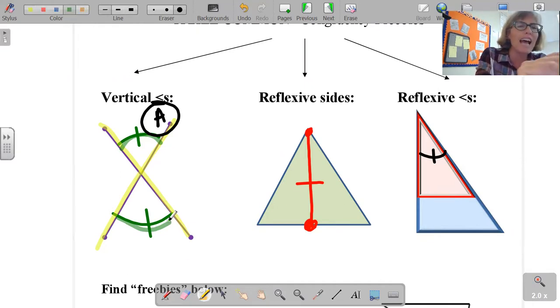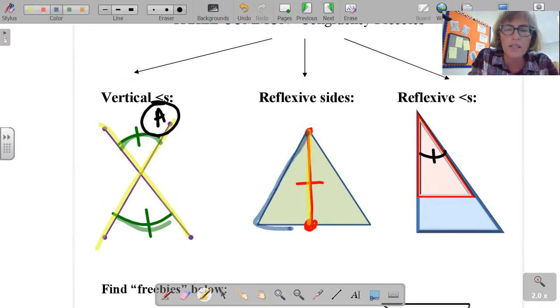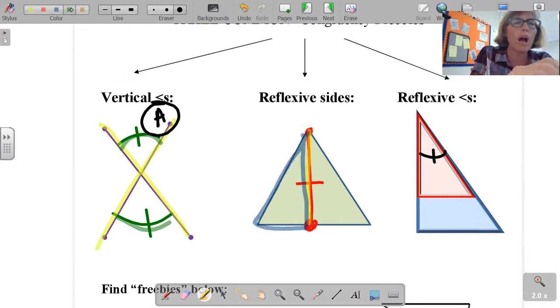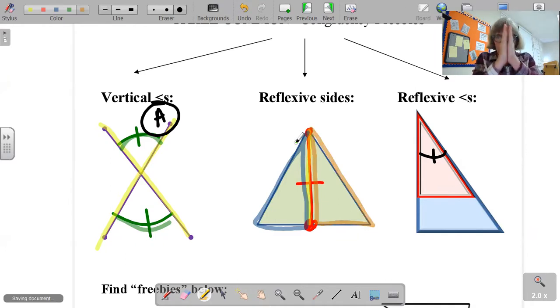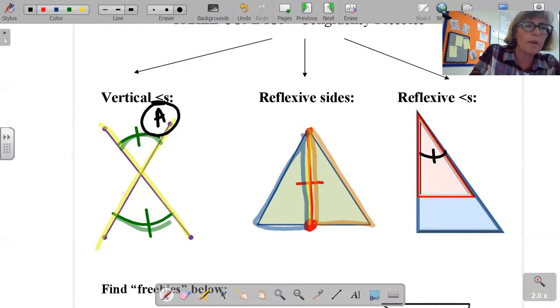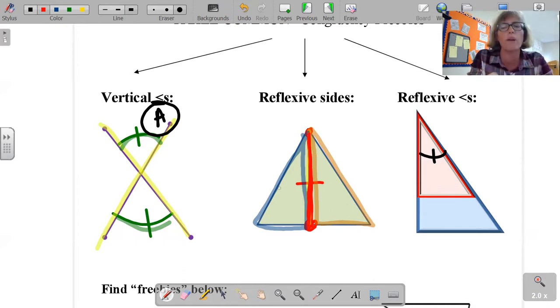A reflexive side is when you have a segment that is exactly shared, like an apartment wall, shared between two distinct triangles. So that red segment right down the middle is shared by the blue triangle and the orange triangle. We call that reflexive. It's reflexively shared by two triangles. So technically, because it's shared by two distinct triangles, the same wall, we would call that still a pair of sides. So S for a pair of sides.